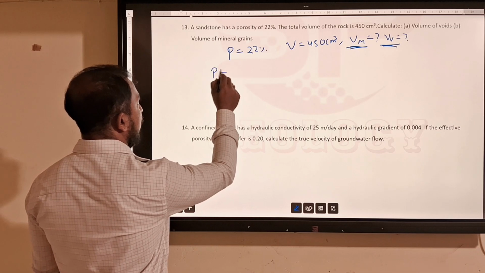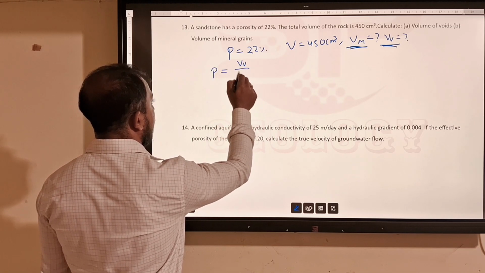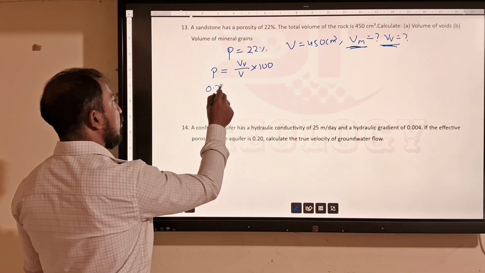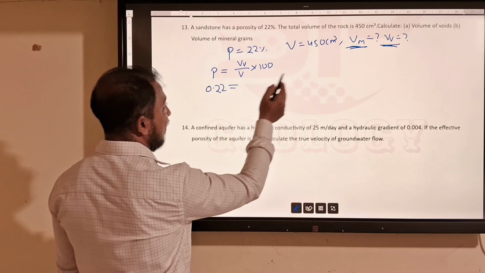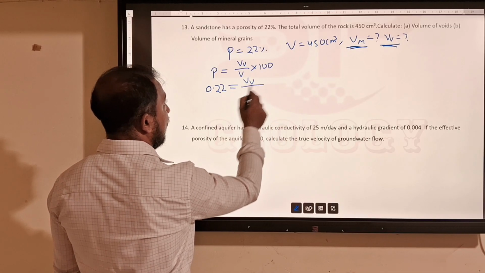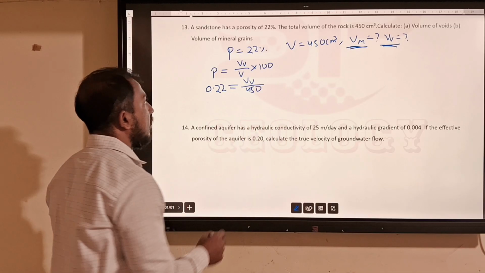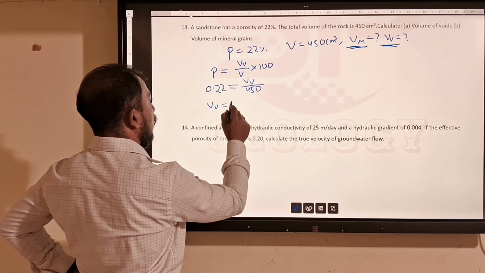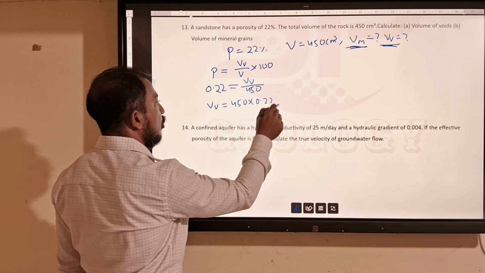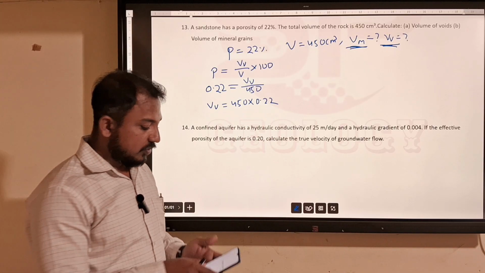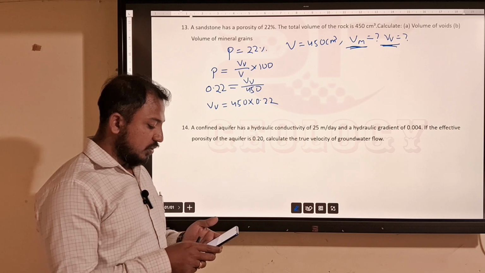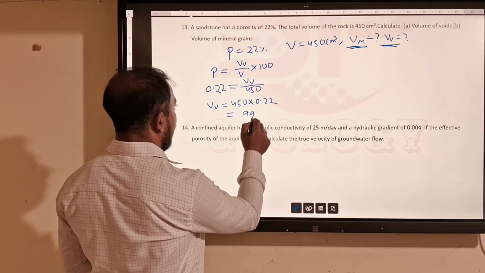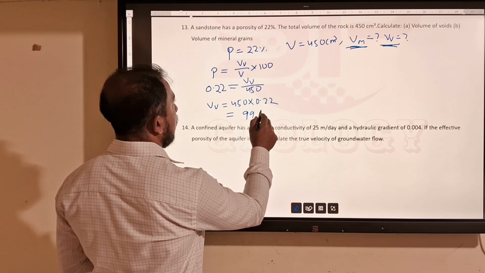First, we have the formula: porosity equals volume of voids divided by total volume into 100. Porosity is given 22%, so we can write 0.22 equals volume of voids divided by 450. So volume of voids equals 450 into 0.22, which will be 99 centimeter cube.